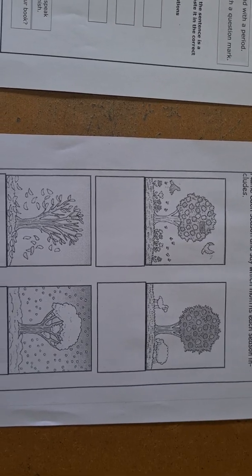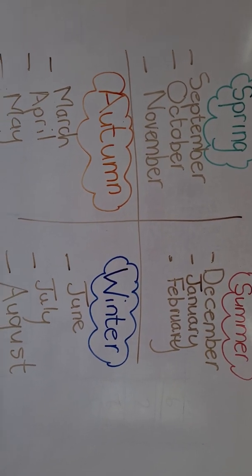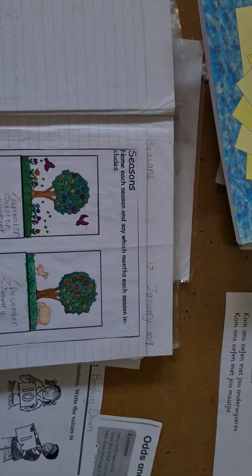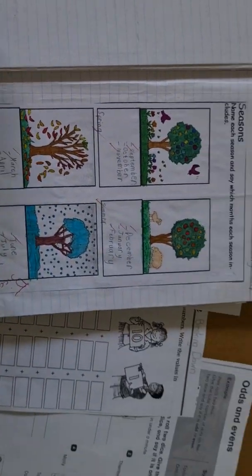What else we did for life skills was we went over our seasons. I'm sure they all know their seasons, but what they don't know is what months each season includes. So we spoke about the different seasons and the months that they include. They will fill that in on their worksheet, which they will stick into their life skills book, and again, stick it in with date and heading, and make it look beautiful.